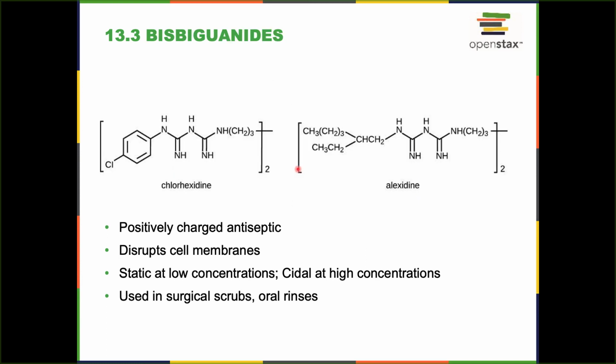Bisbiguanides, these are positively charged antiseptics, which then means it attacks the negatively charged membranes, disrupting their cell membranes. Once again, anything with a membrane can be affected, like bacteria, like envelope viruses. The nice thing about this is that you can use these in different concentrations, and at lower concentrations, they tend to be static. At higher concentrations, they're cidal, so you can adjust according to your needs. Typically used in surgical scrubs, oral rinses, often in combination with quats and various other things.